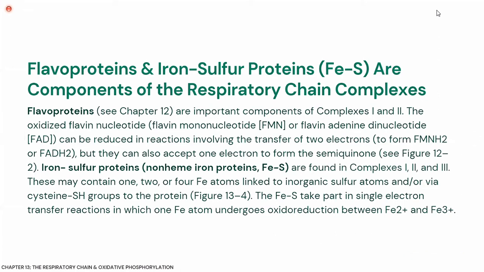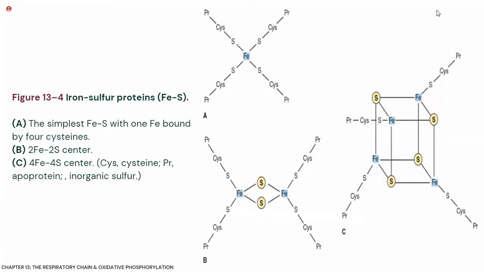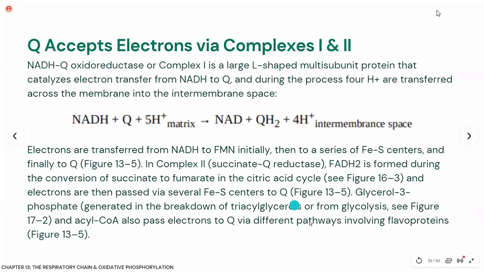Okay. We will just show you how this looks like. This is iron, and then you have sulfur. The contributor of your sulfur is cysteine. Okay. So this is the simplest: one iron bound with 4 cysteines. Letter B, this one, you have 2 iron, and then you have 4 cysteines.